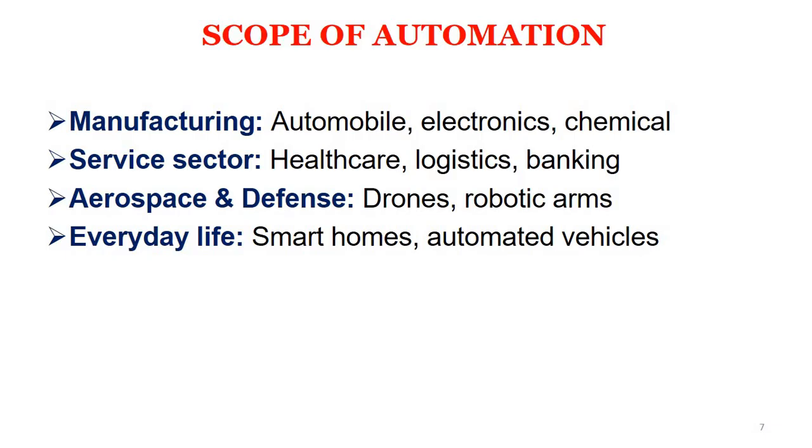In the service sector, in healthcare there are different X-ray machines, blood testing machines, MRI and CT scan. All those devices are examples of automation. Then logistics and banking. In banking, nowadays we are using mobile banking and sometimes ATM machines, which make things better. Aerospace and defense: different drones and robotic arms are used in aerospace and defense to make performance more reliable and faster.